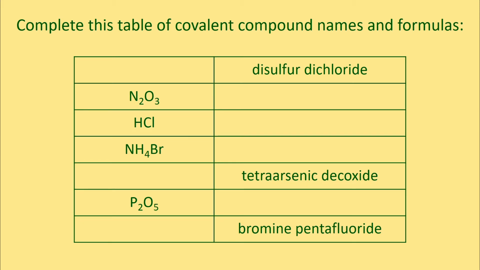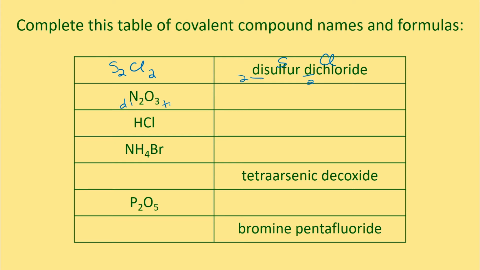Our first one is a name, disulfur dichloride. Note that I see these dis. Di means 2. This di means 2. So those are going to be my subscripts. I know that sulfur refers to S and chloride refers to chlorine. Remember that ending is changed to ide. So this is simply S2Cl2.